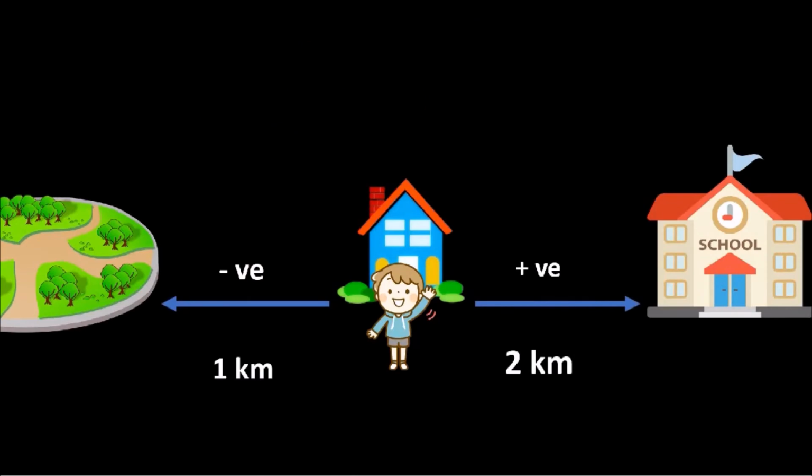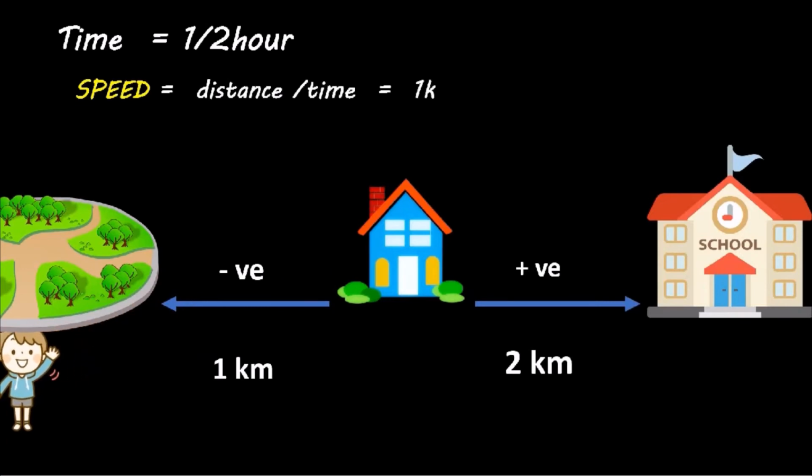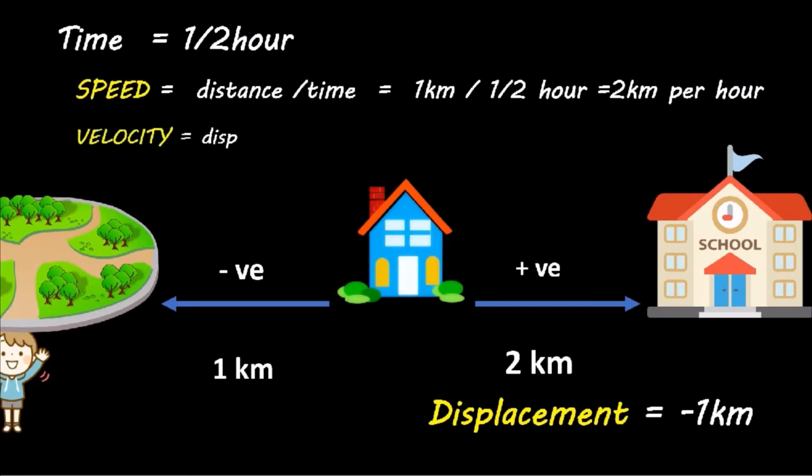Suppose we want to find speed and velocity in the same case but after half an hour. Let the boy reach the garden, which is 1 kilometer away from the house, in half an hour. Then speed, which is equal to distance by time, will be 2 kilometers per hour. But displacement here will be negative 1 kilometer because the destination is not the garden in this case. So this much distance needs to be covered to reach our initial point. Hence the velocity at this random time will be minus 2 kilometers per hour.